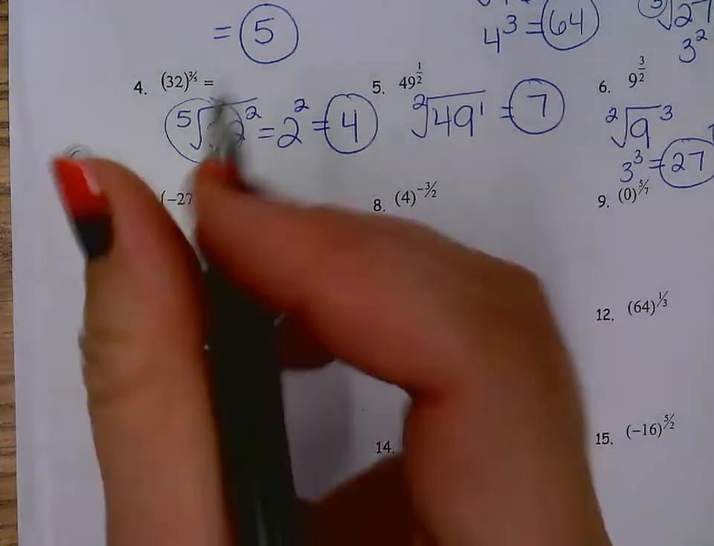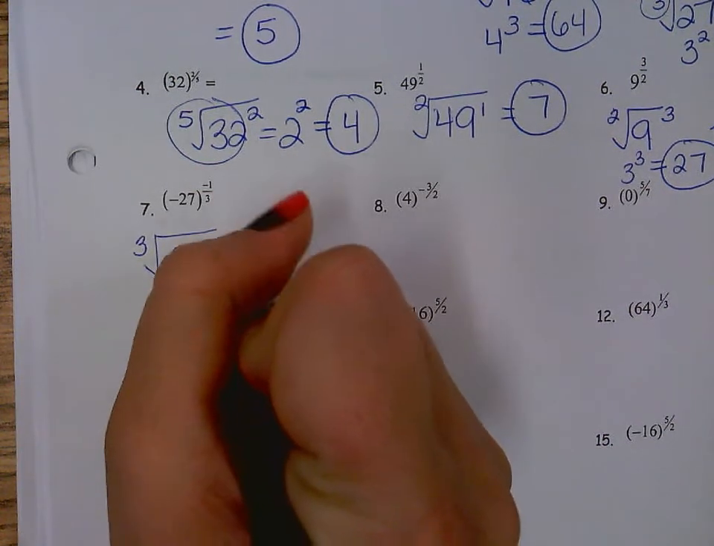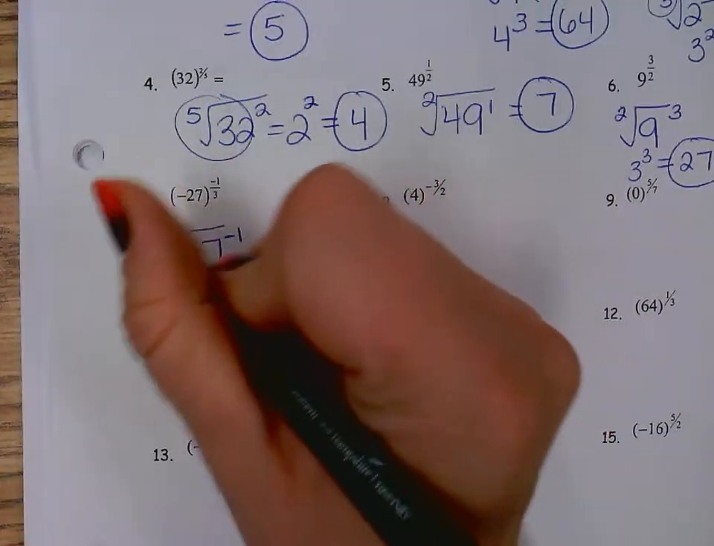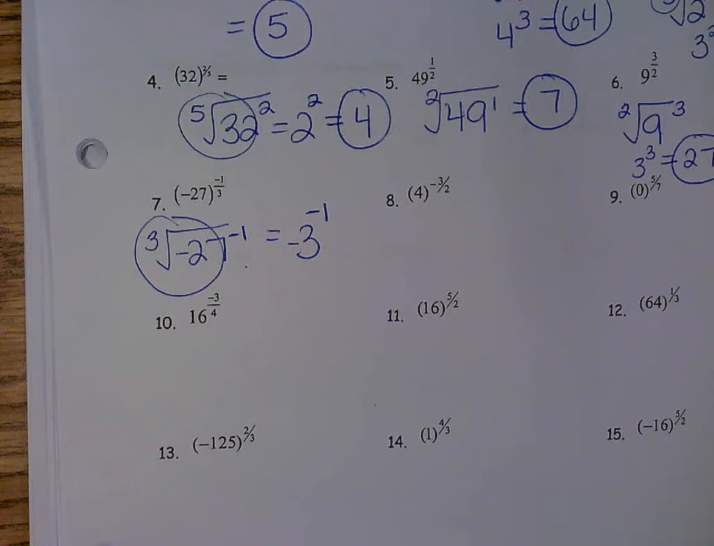How about that? So number 7, I'm taking the cube root of a negative number. Is that allowed? Could I take a square root of a negative number? I can't take the square root of a negative number, but I can take the cube root of a negative number, because negative 3 times negative 3 times negative 3 will get me back to negative 27. So it's okay if your index is odd, that you could have a negative number. So this is equivalent to negative 3, and I still have to raise it to the negative first power.